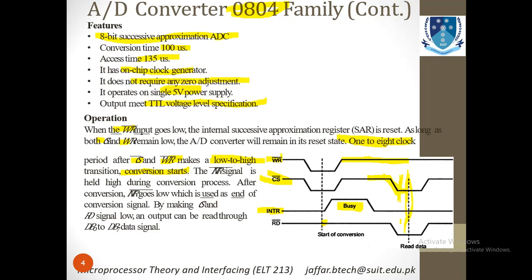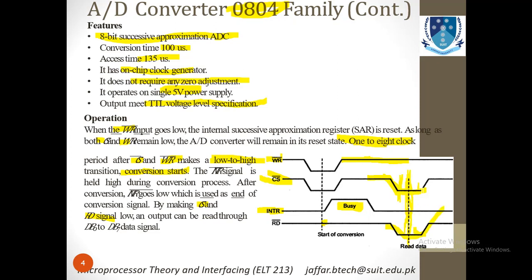Now how do you read your data, that after the conversion, what is the output? For that you have to make this CS and this RD low. As soon as you take this CS and RD low, you will have the option to read your data. After this line you will be reading your data.